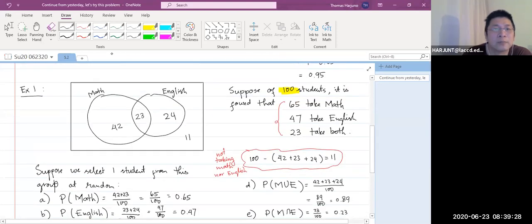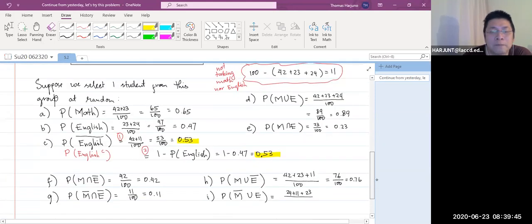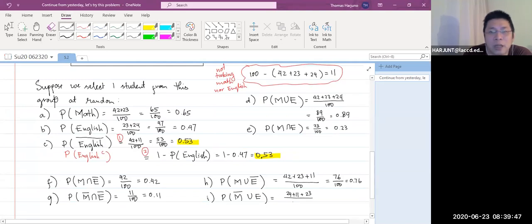See it again. Okay, not taking math refers to this guy and this guy not taking math. Or taking English, this guy and this guy. Right? That's why when I add 23, 24, and 11. Is it okay? That's 100. What will this be? 68 over 100. That's 0.68. Okay.